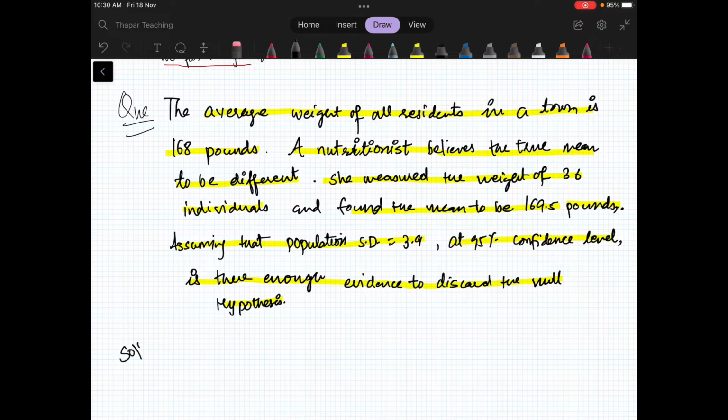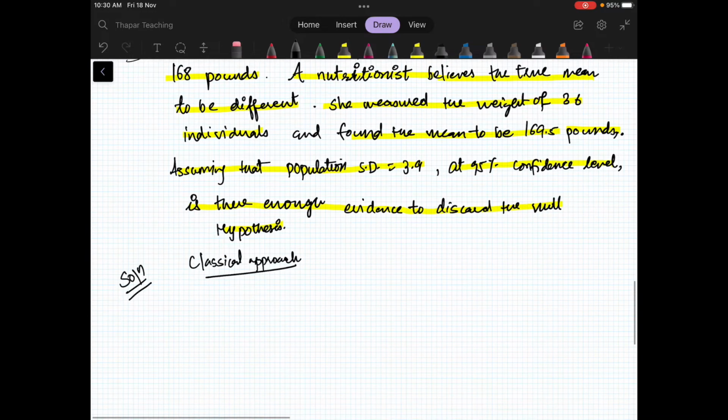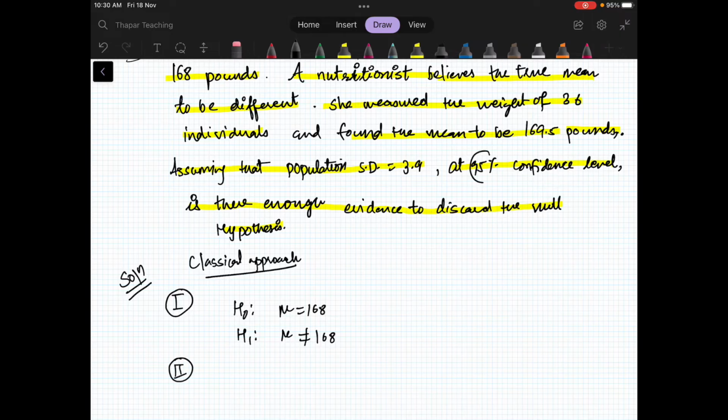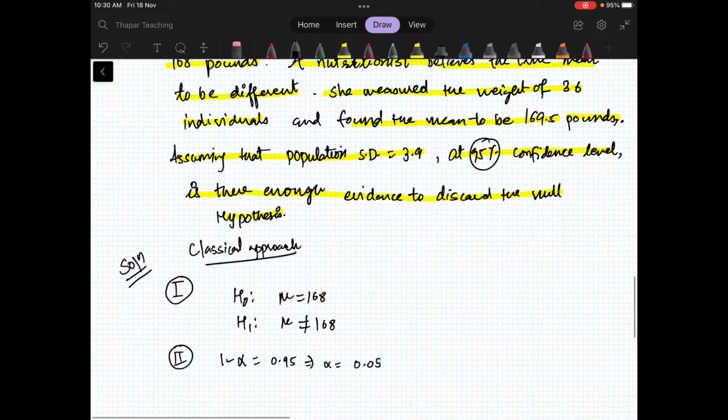So let us see how we can do it with the classical approach. Let me write down the classical approach here. If nothing is mentioned, you can use any approach. So the first step is we state the null hypothesis, which is mu is equal to 168, and your alternative hypothesis, which is mu is not equal to 168, right? And then your significance level. You are given a 95% confidence level, and the significance level is basically alpha. 1 minus alpha is 0.95, so that gives you alpha is equal to 0.05. So this is your significance level.